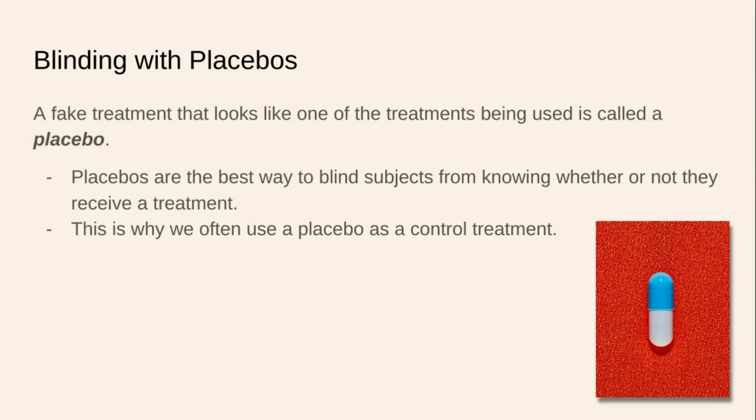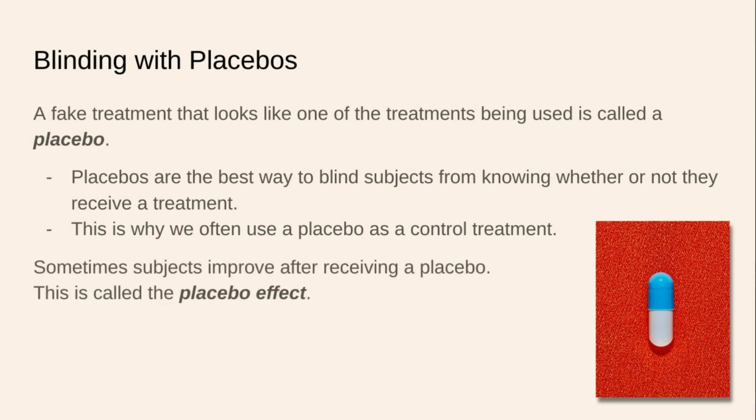So if we want to disguise the control group, we could make the control group think that they're receiving a treatment. This is especially effective for human participants. This is really almost exclusively effective for human participants. So we can make sure that a difference we'd be accounting for is not just in people's heads, like it's an actual cause and effect difference. Sometimes subjects improve after receiving a placebo, and this is called the placebo effect.